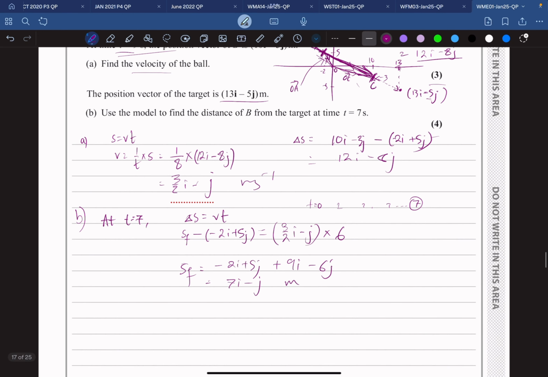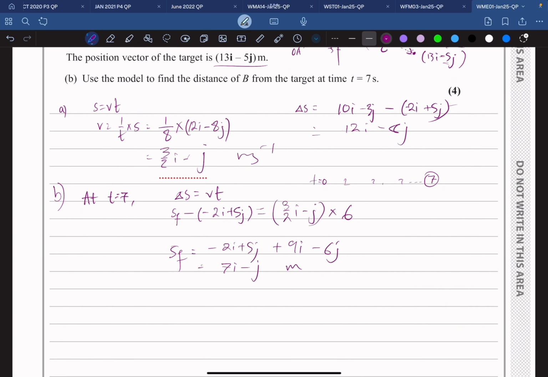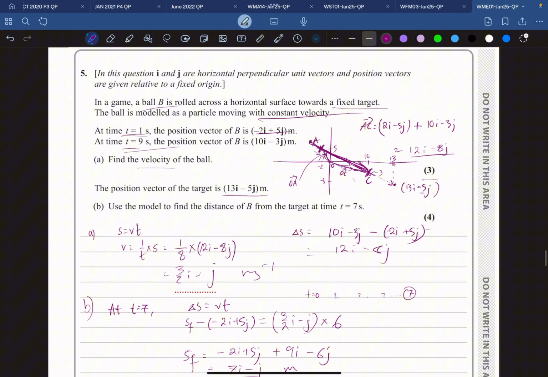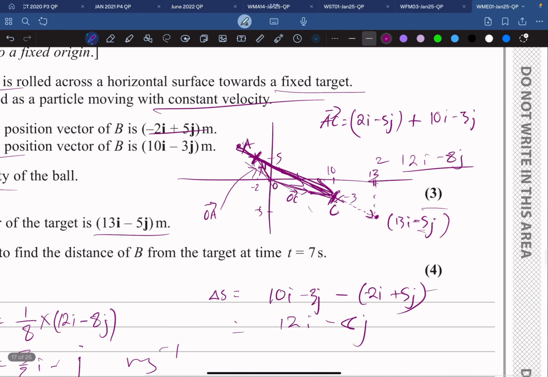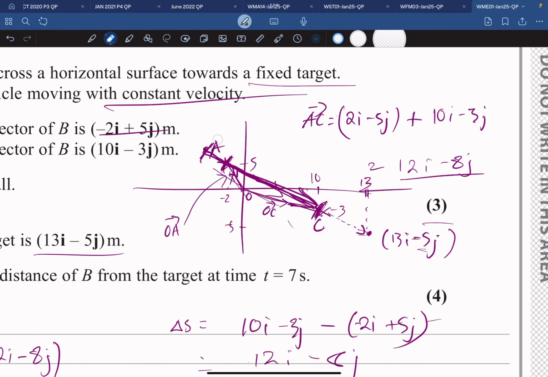7i minus j, there we go. And I just want to find out the distance of B from the target at time t equals 7. So at t equals 7, I see that we're at 7i minus j, and the target is at 39 minus 5j. We just have to find the distance between the two position vectors. And we've already seen how we can do that. We just saw how we found out AC right here, and we're just going to do the same thing again. Let's just erase all that.